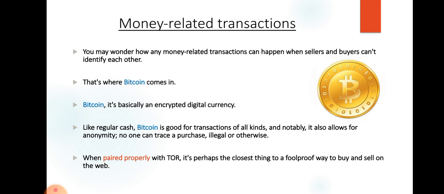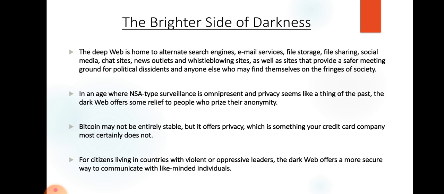Bitcoin is basically an encrypted digital currency. Like regular cash, Bitcoin is good for transactions of all kinds, and notably it also allows for anonymity. No one can trace a purchase, illegal or otherwise. When paired properly with TOR, it is perhaps the closest thing to a foolproof way to buy and sell on the dark web. So before purchasing, you will require Bitcoins and TOR, which will protect you while doing illegal kinds of activity.